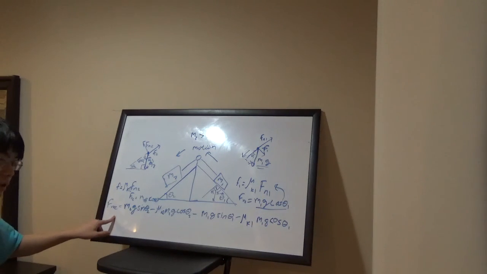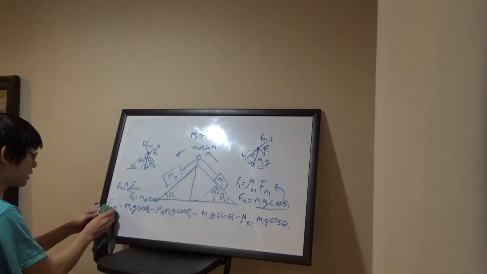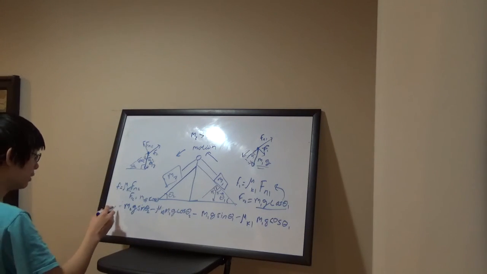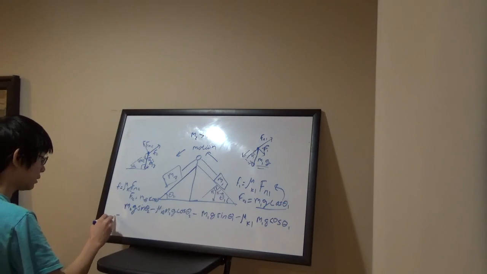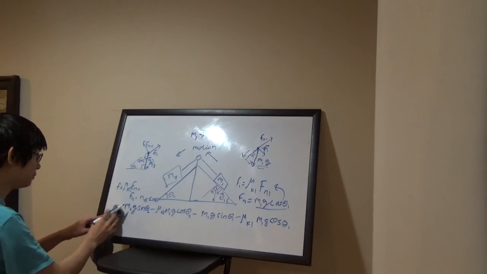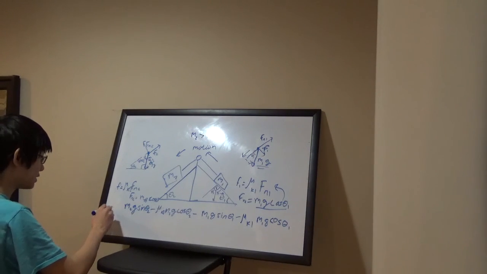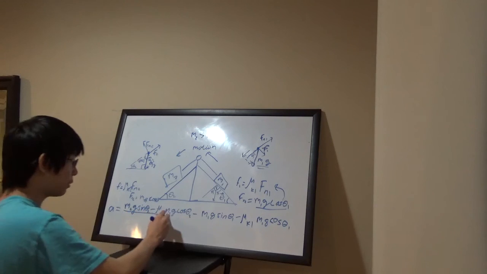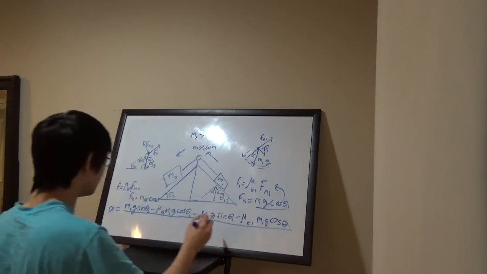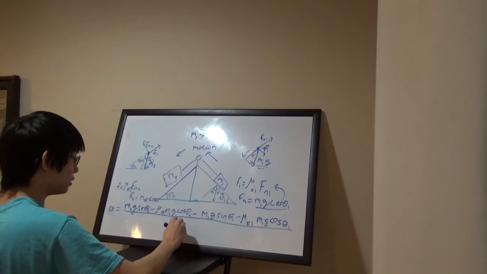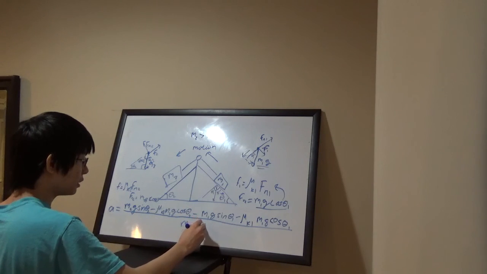If this is the net force, what is the acceleration? Well, acceleration means we divide the whole thing by the total mass of the system. What is the total mass of the system? Well, the total mass of the system is just the sum of all the masses that we see in our system. What masses are those? M1 and M2, or M1 plus M2.